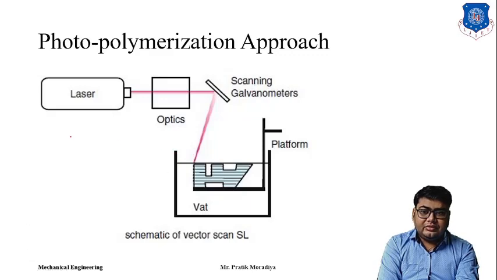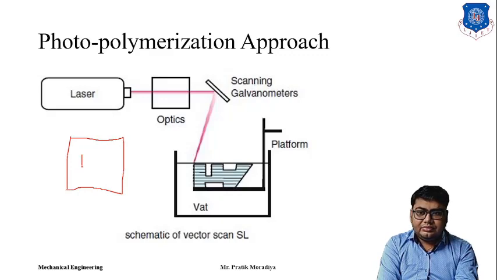So suppose this is the top view, and we want the next layer to have this type of shape, a rectangular shape on the next layer. So what vector scan will do is, vector scan will scan this entire section.